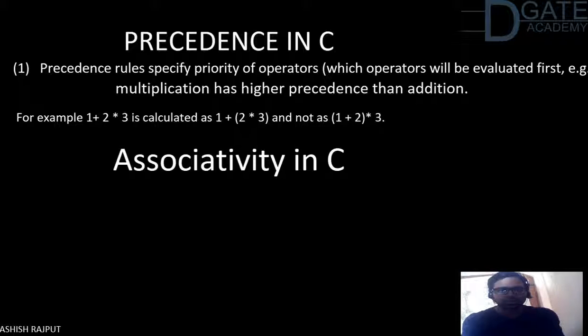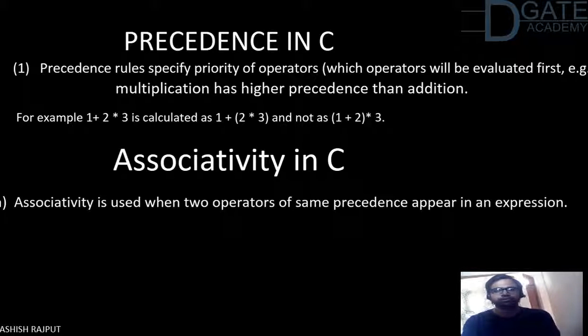And third will be associativity in C. When do we use associativity? Whenever in the given expression two operators have the same priority, then we can use associativity. This is the definition of associativity: it is used when two operators of the same precedence appear in the expression. Basically there are two types of associativity in C, either left to right or right to left.